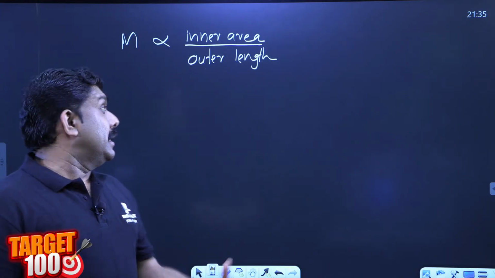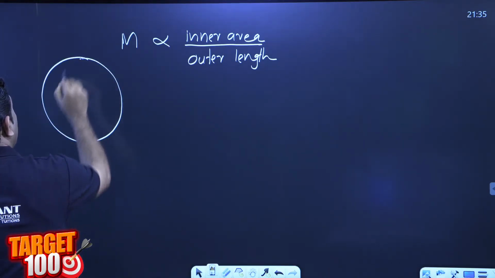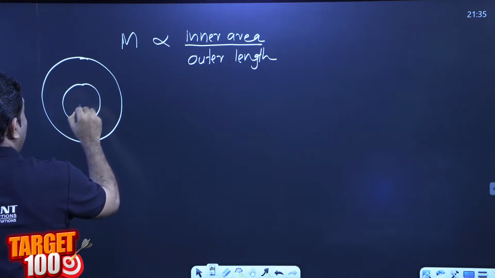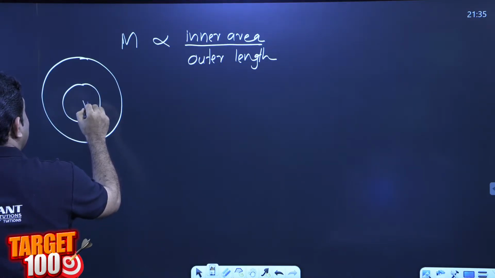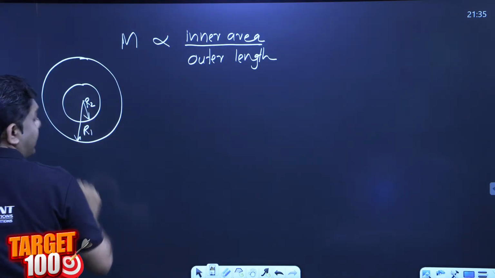So whether that shortcut works in this question, we can check. Look, this is the picture currently here. So we can say here the radius, this we marked as R2 and this we marked as R1.